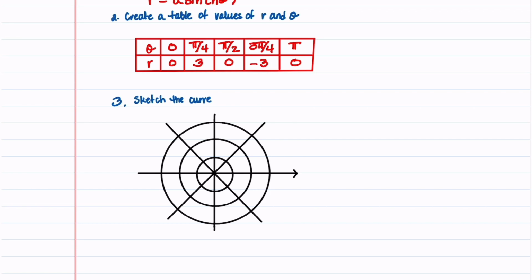Our values go from 0 to 3, so let's let our first circle be 1, and then 2, and then 3. When theta is 0, r is 0. When theta is pi over 4, we're up to 3. Then we come back down to 0. So let's go ahead and trace this out. We're going to go up to 3, back down to 0. Then at 3 pi over 4, which is here, our value is going to be minus 3. So that point will be here. And then we'll go back to 0. So we'd get our second petal. If we continue on, our third petal looks like this. And then our fourth petal looks like that.